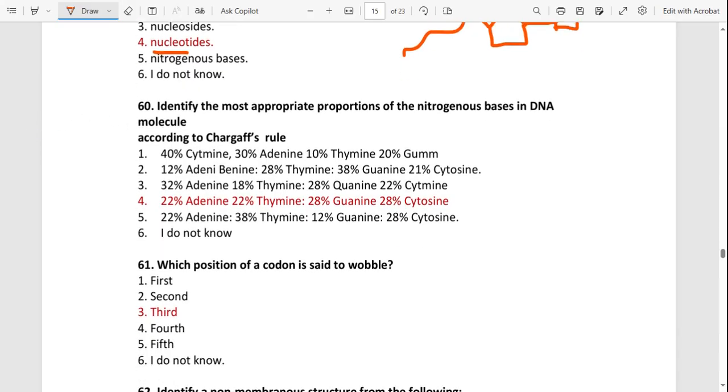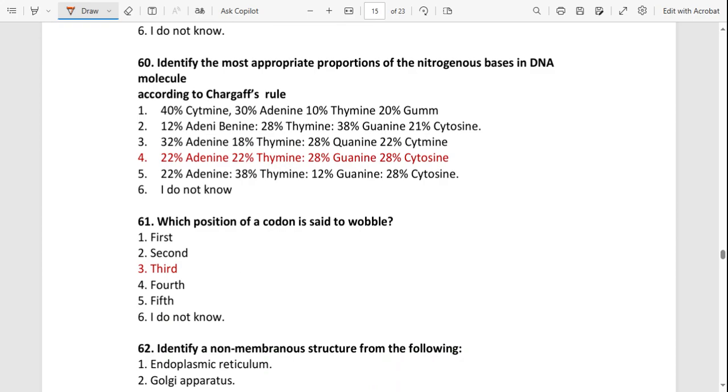Identify the most appropriate proportion of the nitrogenous bases in DNA according to Chargaff's rule. According to Chargaff's rule, you know that there is complementary base pairing. Adenine in DNA pairs with thymine, while guanine pairs up with cytosine. So if you have 10% adenine, you're supposed to have 10% thymine because they're supposed to be in equal proportion. So just look for the one where there are equal proportions of the complementary bases in DNA. If adenine is 22, thymine should be 22. If guanine is 28, cytosine should be 28. Okay, so that's Chargaff's rule.